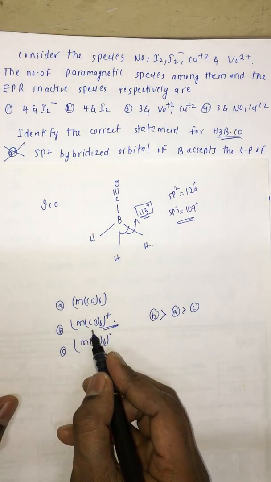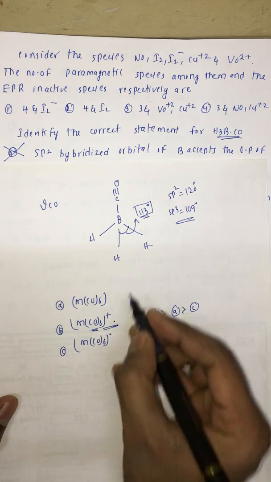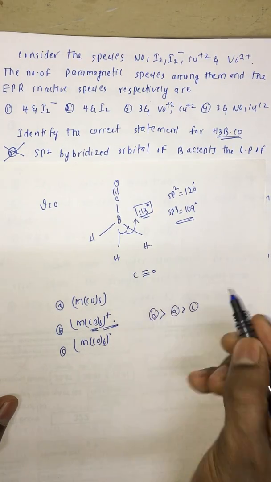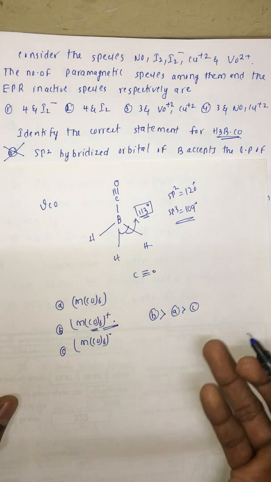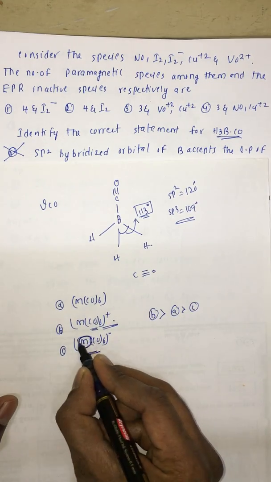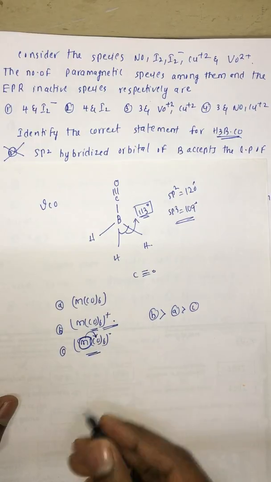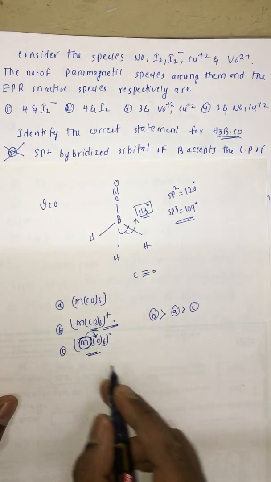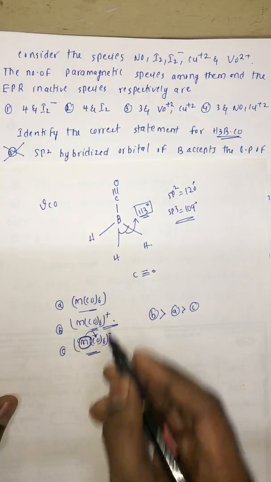Because of that, there will be no back bonding with CO, so the CO triple bond will remain as such. So the frequency will increase for this one. And here there is more electron density on the metal, so it has to donate electrons to the CO through back bonding, so this will decrease, and this will be in the medium.